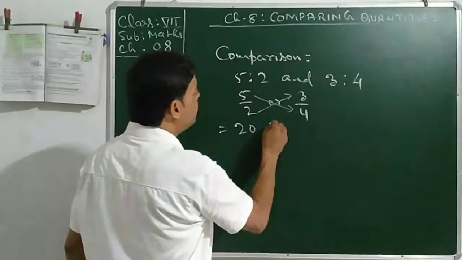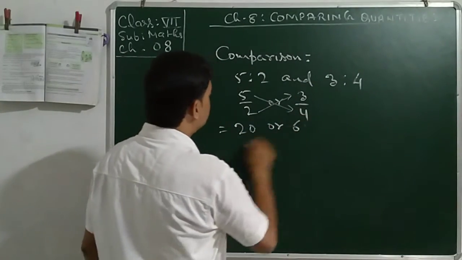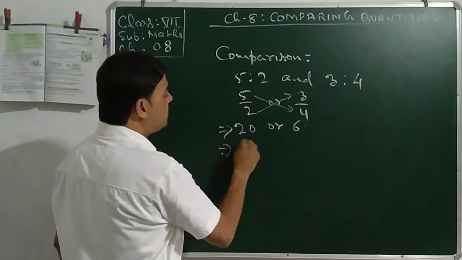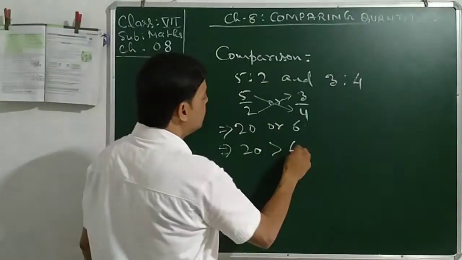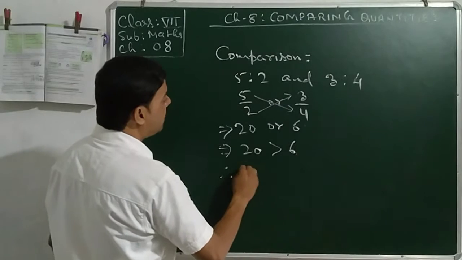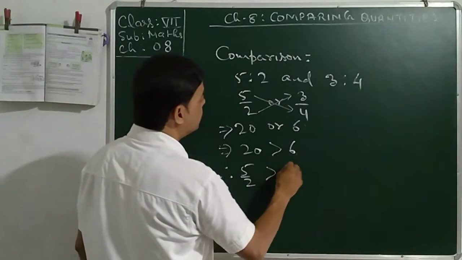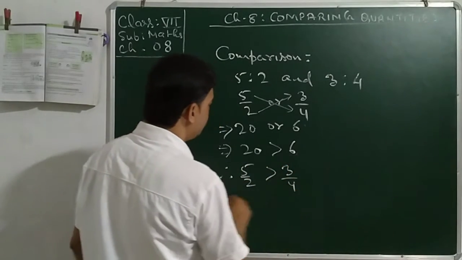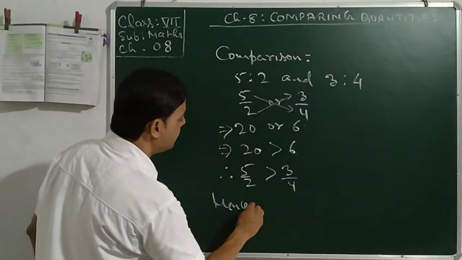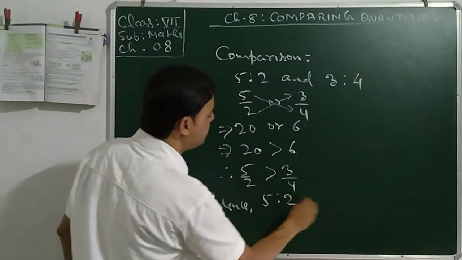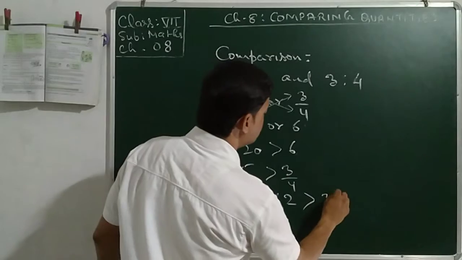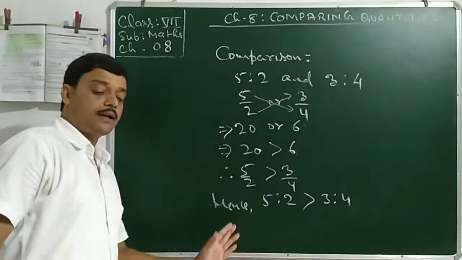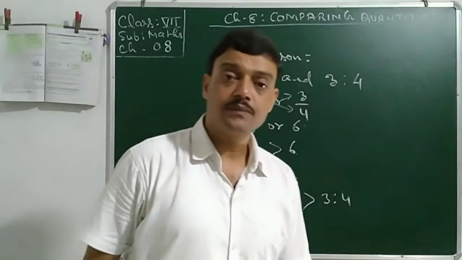It will be 20, or 2 3s are 6. Clearly 20 is greater than 6, therefore 5 by 2 is greater than 3 by 4. Hence we can say 5 is to 2 is greater than 3 is to 4. In this way you can compare the given quantities also.